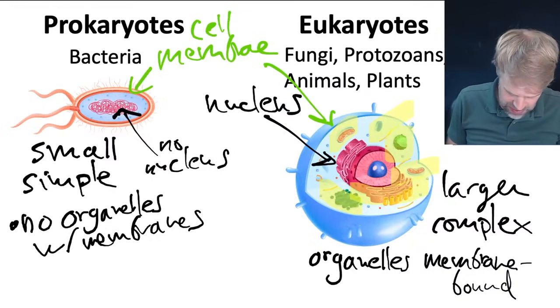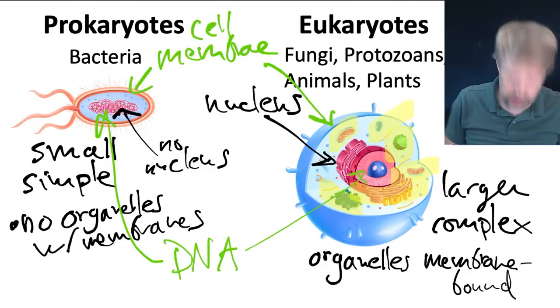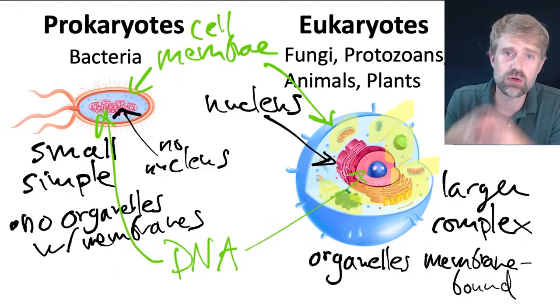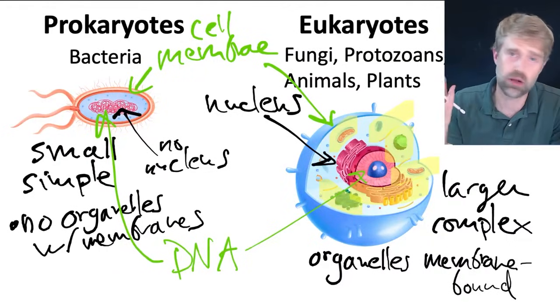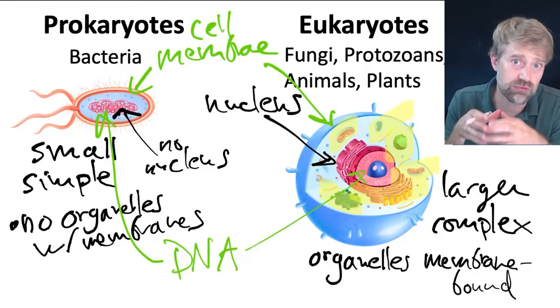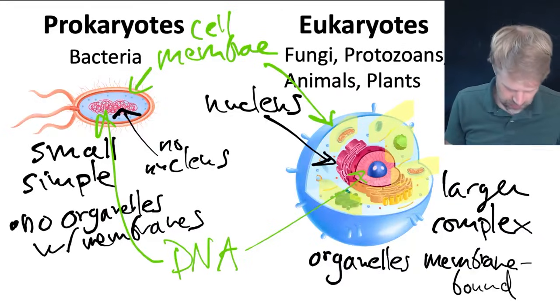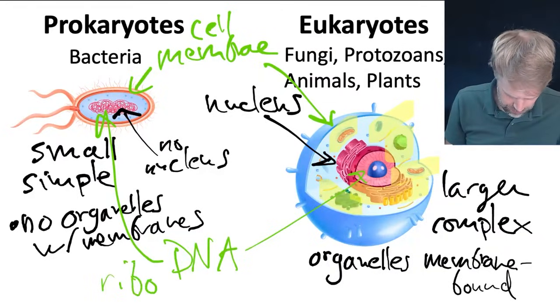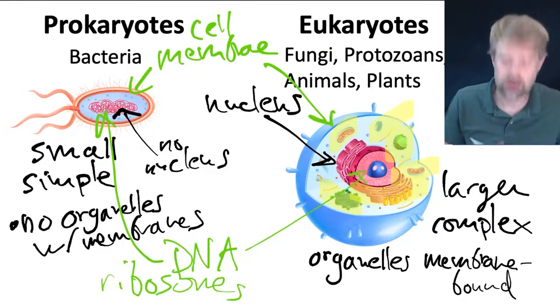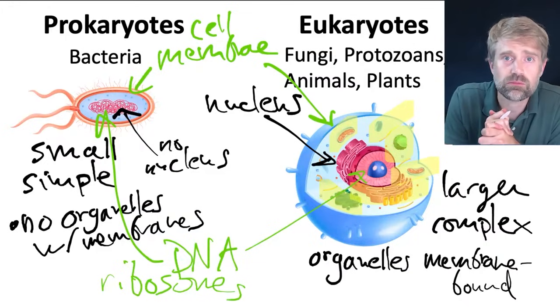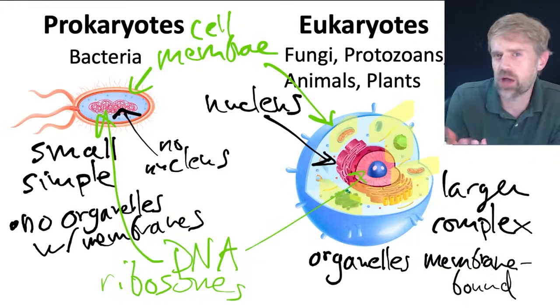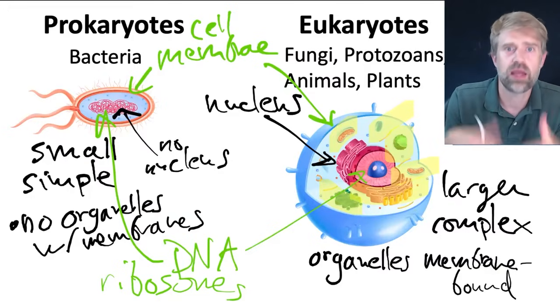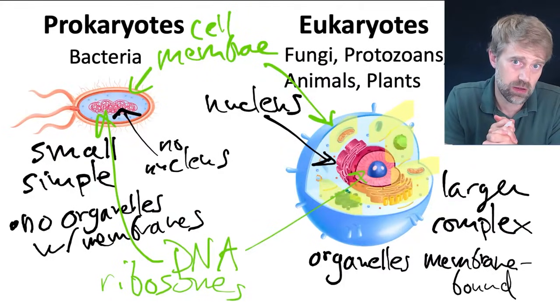They both have DNA. It's just that in a eukaryote, the DNA is in the nucleus, and in the prokaryote it's swimming around all over the place. It's not kept safe in a nucleus. They also both have ribosomes, because you need ribosomes to make protein. So they have these basic things in common: cell membrane, DNA, ribosomes, stuff like that.